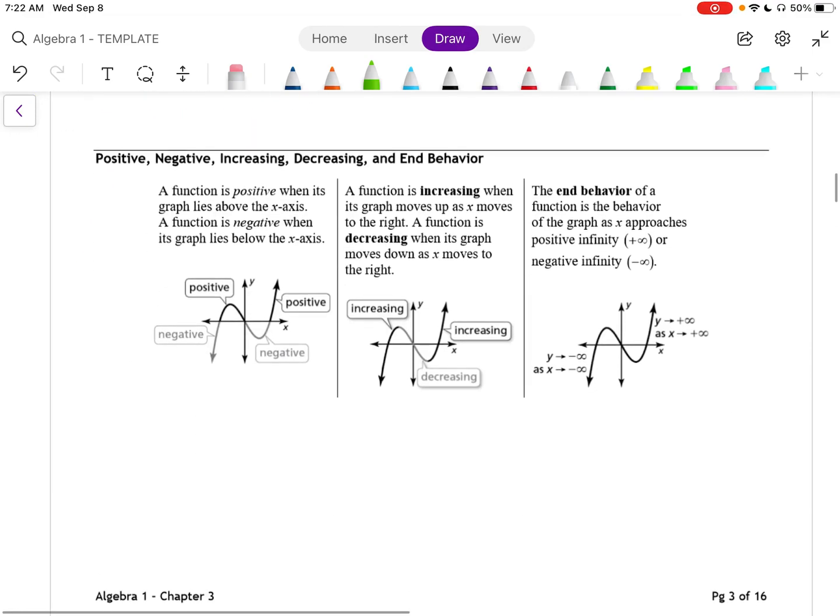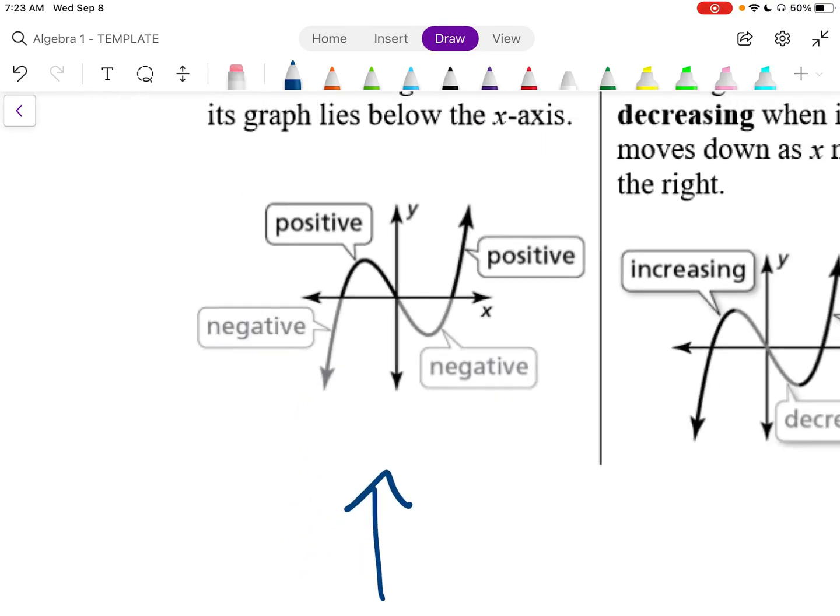Next up, positive, negative, increasing, decreasing, and end behavior. All right, so there's 3 different things we have to talk about here. On the left side here, a function is positive when its graph is above the x-axis. A function is negative whenever it's below the x-axis. We see that the darker piece up here, that's where it's positive because it's above the x-axis. Down here, the green is all below the x-axis, so it's negative. We would also have the zeros that would occur right there, where they're not positive, they're not negative, they're the x-intercepts.